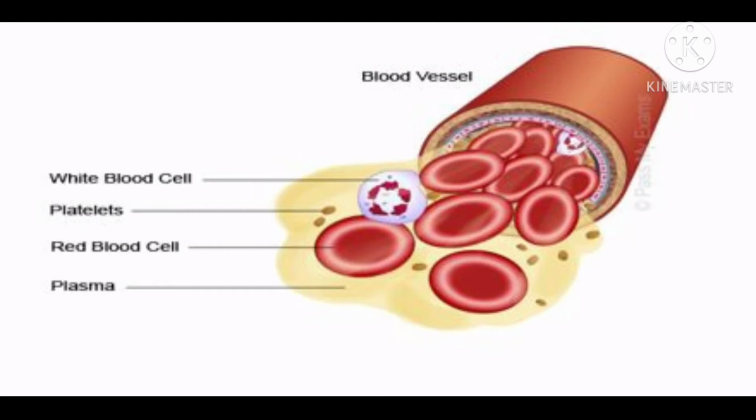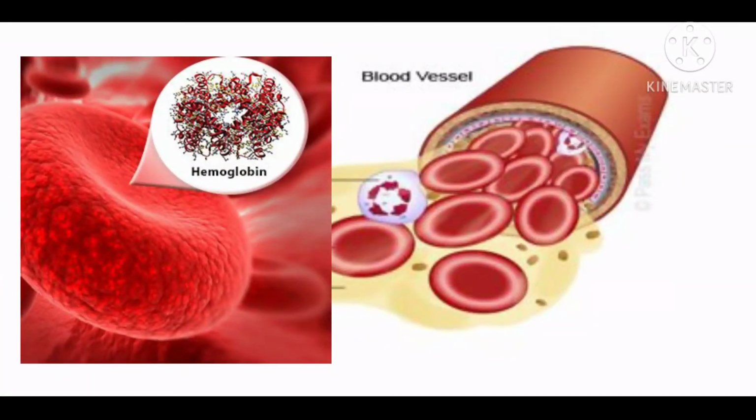So dear students, you must have observed that the color of RBCs is red. So do you know the reason why the blood is red in color? Come on, let us find out the reason behind it. Hemoglobin is the red color pigment which provides red color to the blood.